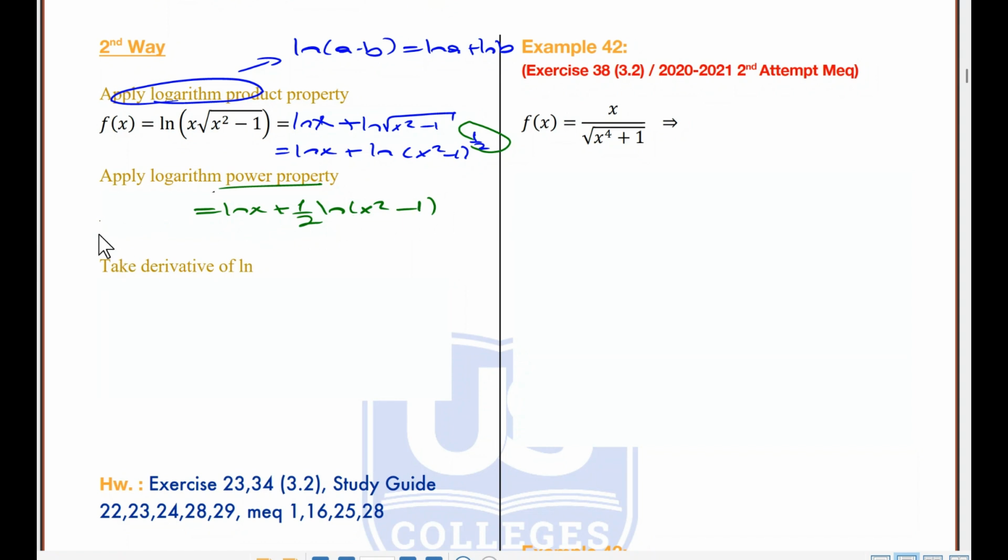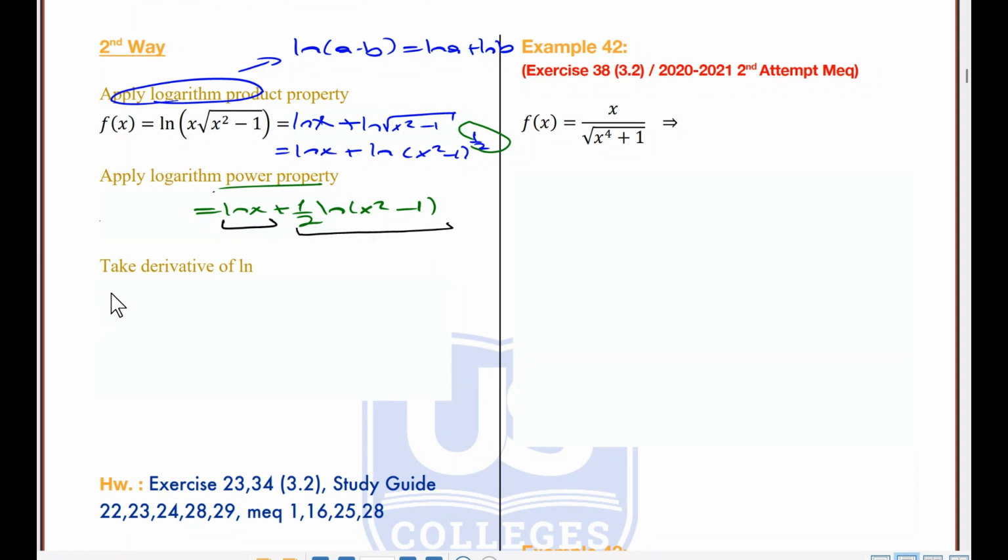I haven't got the derivative yet. Now I'll start taking the derivative. I got my function in simplest form. Now taking the derivative of this is much easier than taking the derivative of that complicated function. So let's start. Take the derivative of ln. We have two functions added, so take their derivatives one by one.